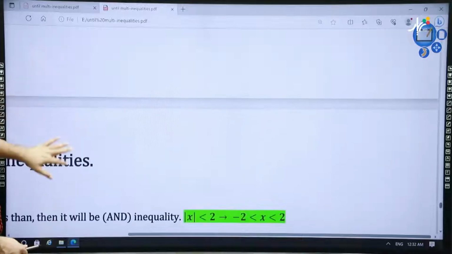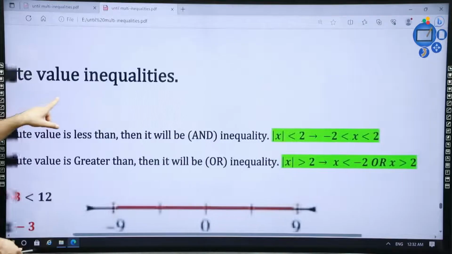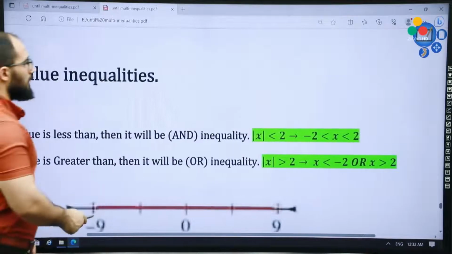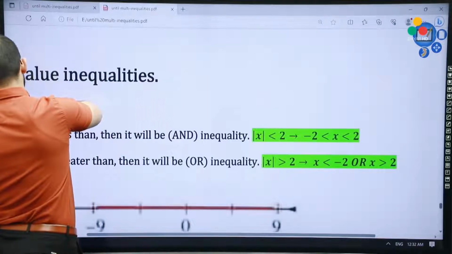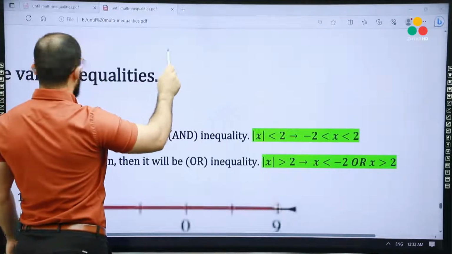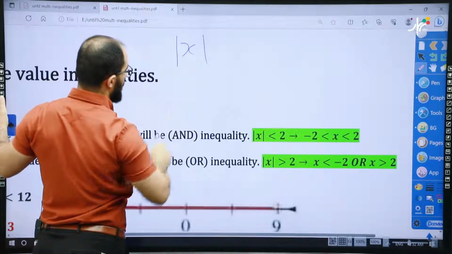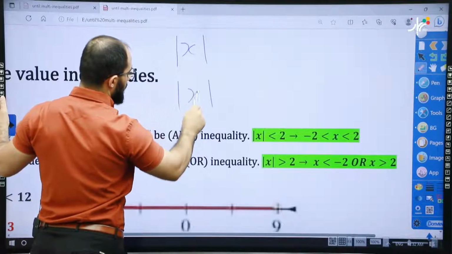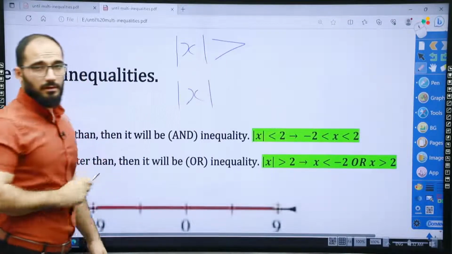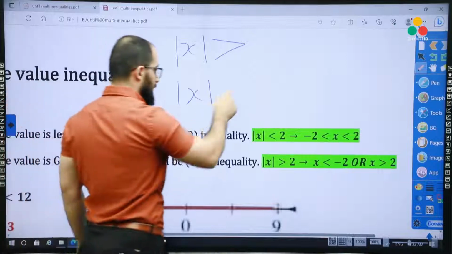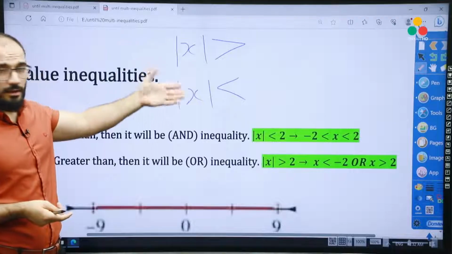What if we have absolute value inequality? So, we have to know that there are two parts. Either it is greater than, or it is less than the absolute value of x. We have only two signs, greater than or less than.